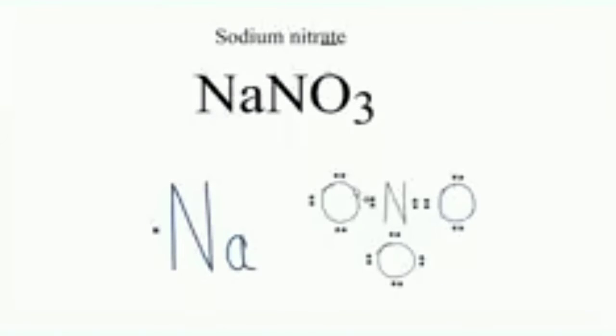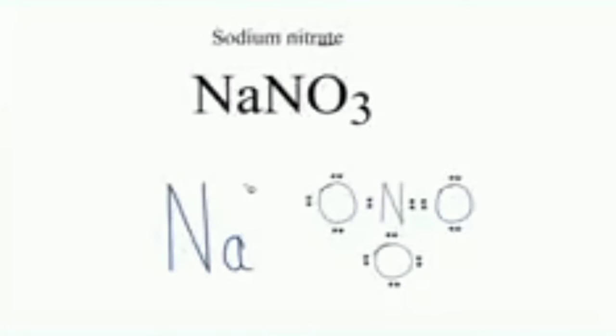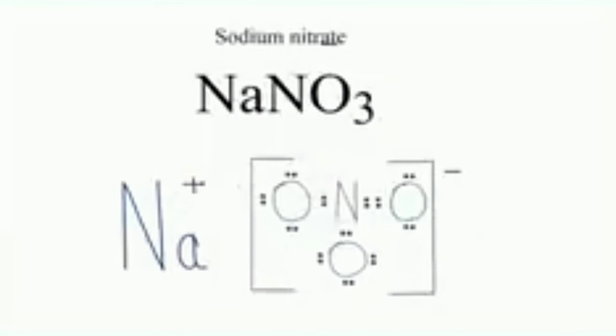Sodium, a metal, will transfer its valence electron to a nonmetal. Since it lost the electron, it becomes a 1 plus, and the NO3 that gained it becomes a 1 minus. So we put brackets around the negative ion, and that makes the Lewis structure for NaNO3, sodium nitrate. So let's proceed to the Lewis structure for polyatomic ions.